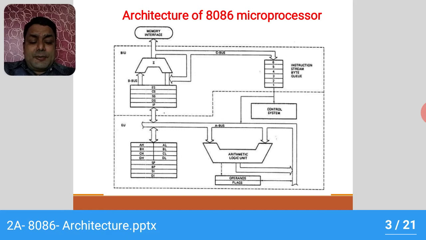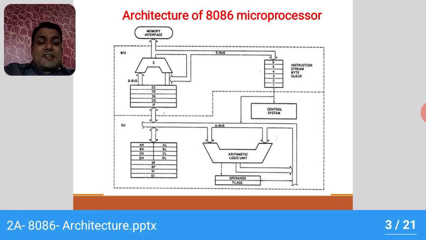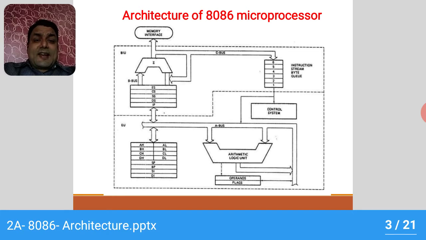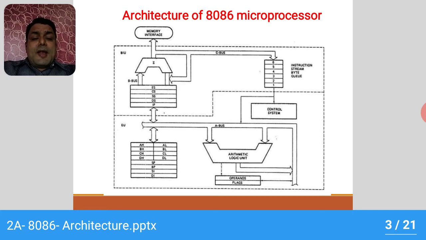Now, coming to the second functional unit of the 8086 microprocessor, it is the bus interface unit, simply known as BIU. The BIU sends out addresses, fetches instructions from memory, reads data from ports and memory, and writes data to ports and memory. In simple words, the BIU handles all transfers of data and addresses on the buses for the execution unit.